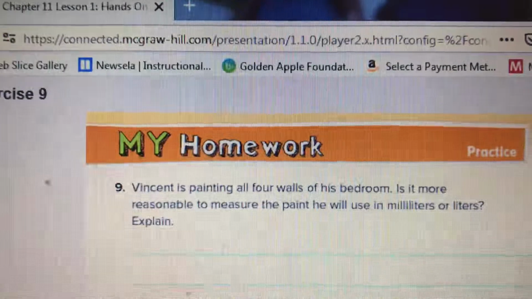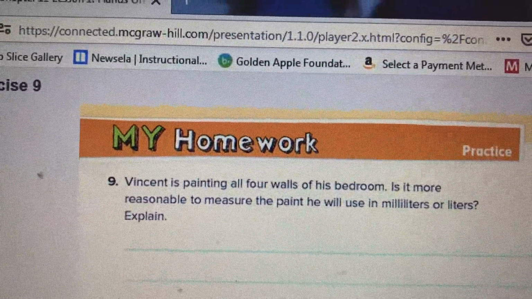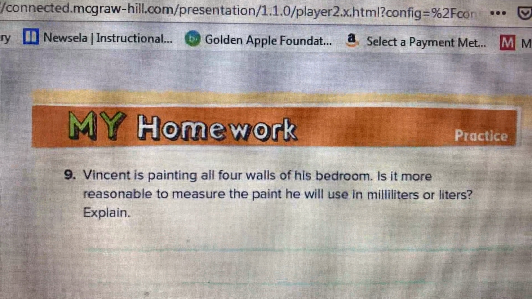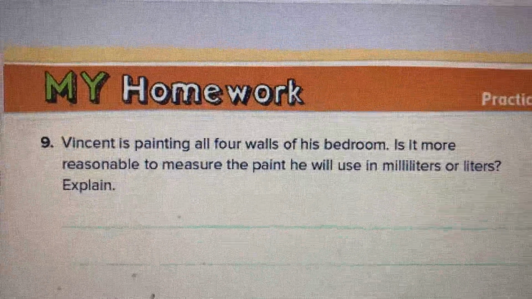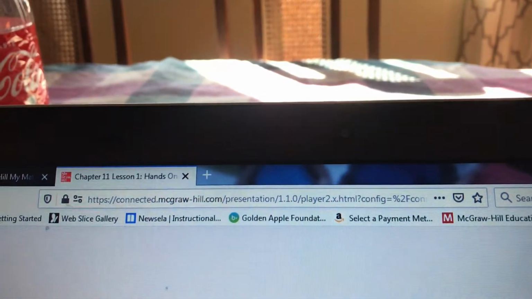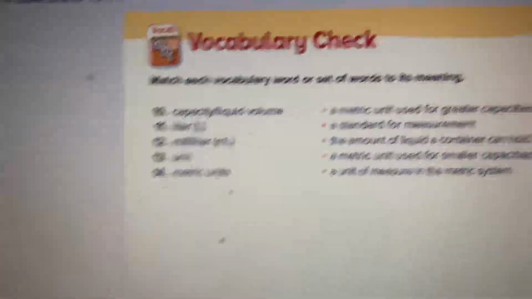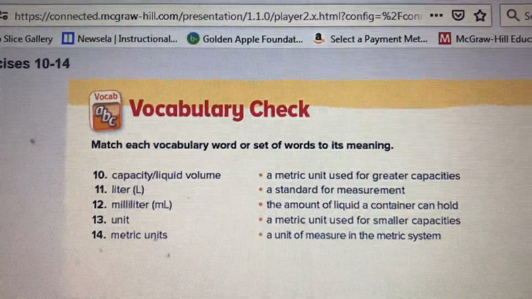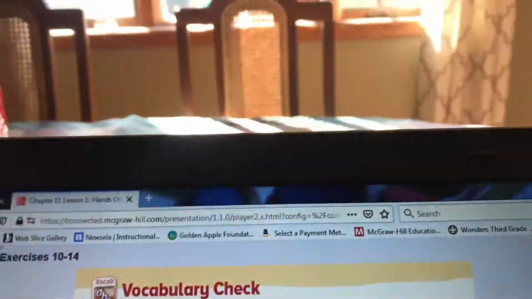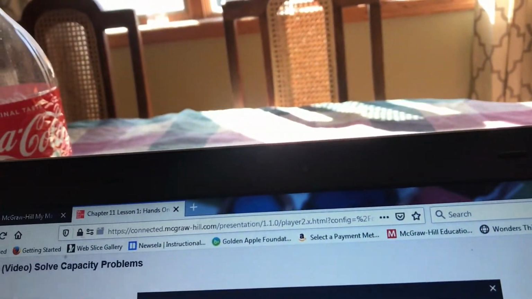And then Vincent is painting all 4 walls of his bedroom. Is it more reasonable to measure the paint he will use in milliliters or liters? Remember, precise, and we want to make sure that it doesn't take us forever to measure that. The size of your bedroom is pretty big. And then there's just a vocabulary check for you to go ahead and finish on your page too. So just draw your lines straight. Mrs. Selfridge will go ahead tomorrow and post your answers.